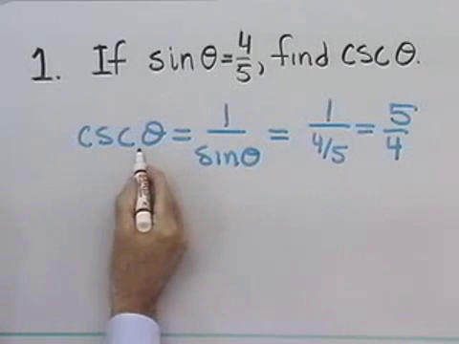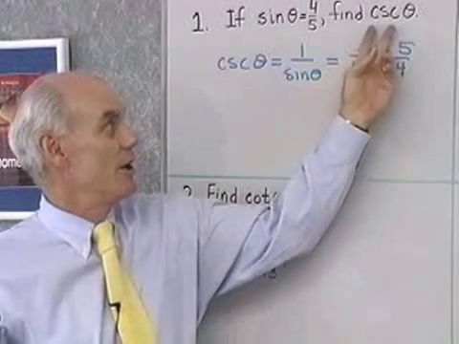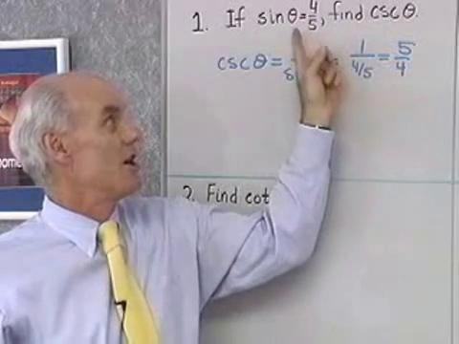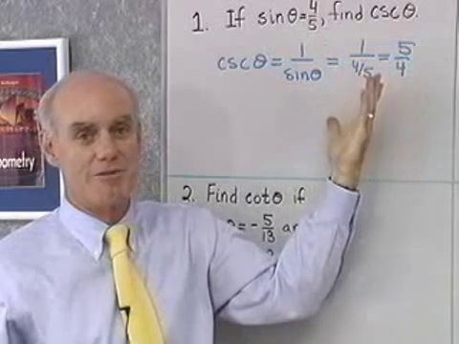We could, of course, go directly from here to here and skip showing that work, because we know that cosecant theta and sine theta will always be reciprocals. That means that their product is 1, so if one of them is 4/5, the other one must be 5/4.